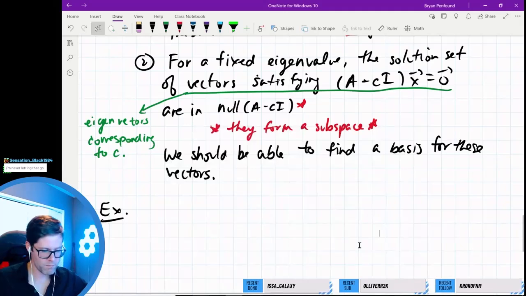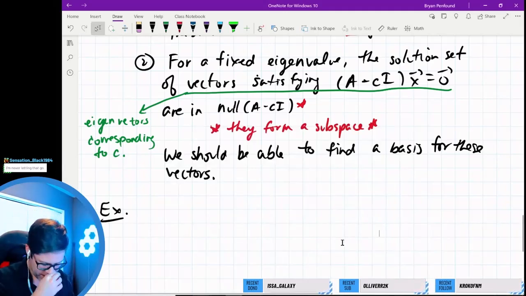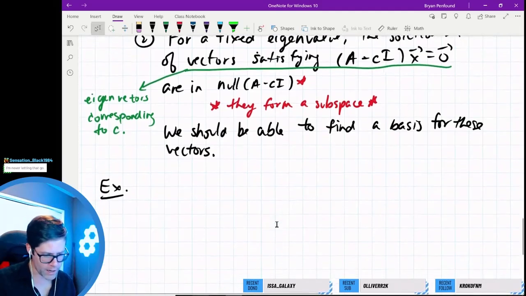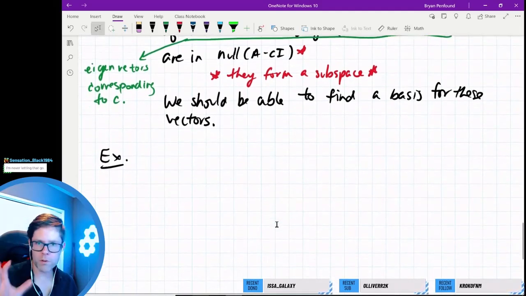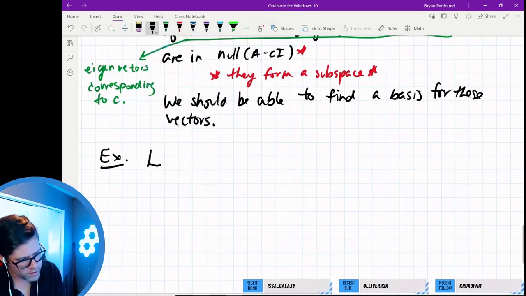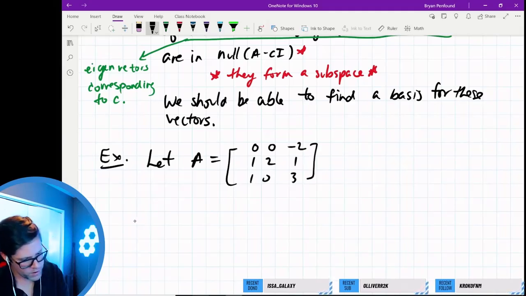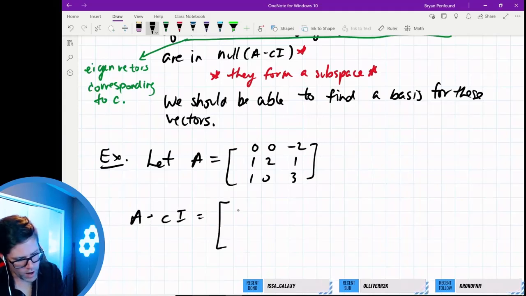Okay, let's get this filter off here. I'm just going to do some quick calculations with a 3x3 so that we can find some eigenvalues and eigenvectors, just in case there are some people inside the reading group that need this as a bit of a refresher. So for example, let A be equal to [0, 0, -2; 1, 2, 1; 1, 0, 3]. So we can form A minus cI by just doing a subtraction along the main diagonal.